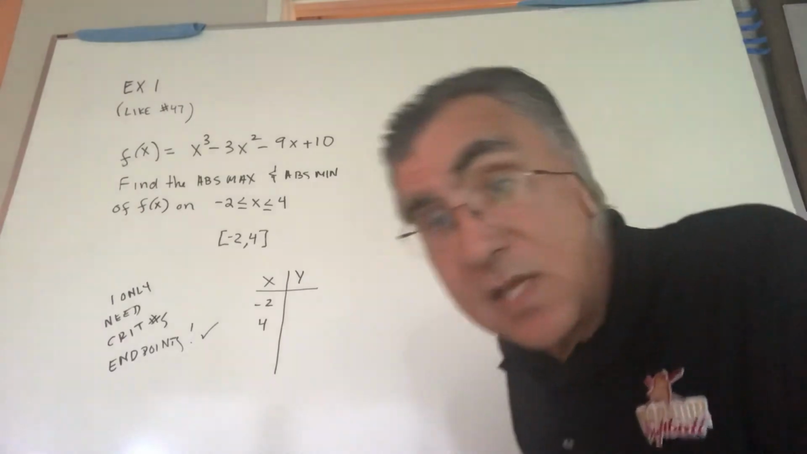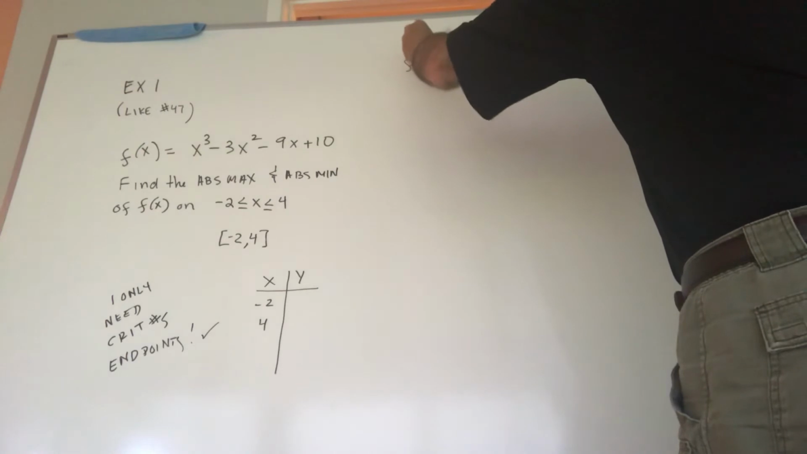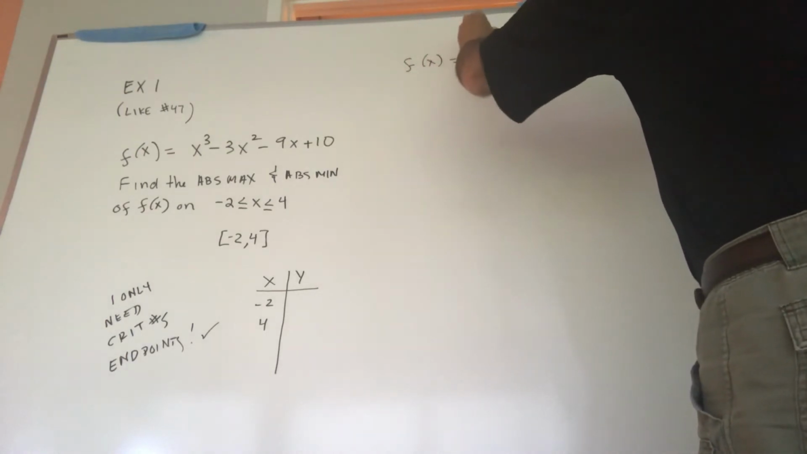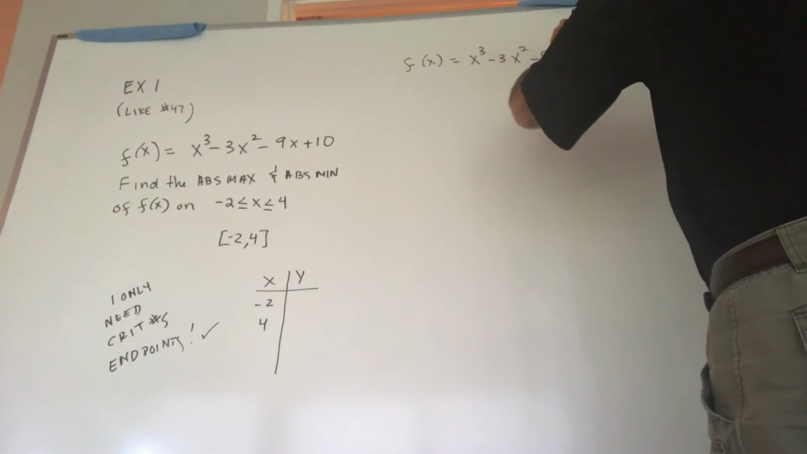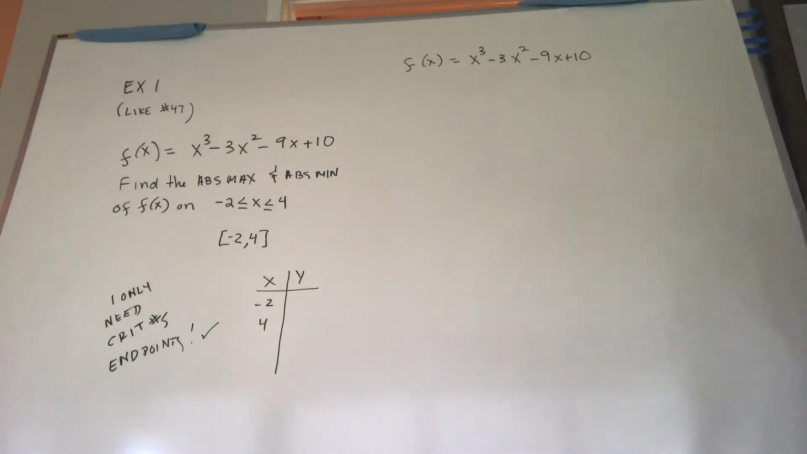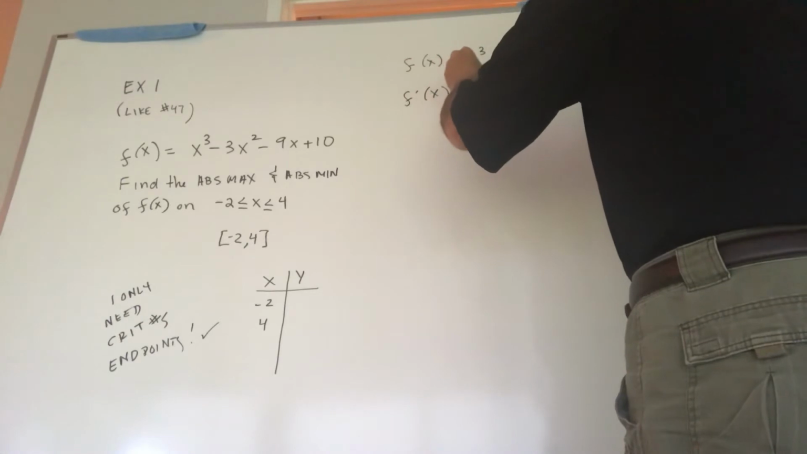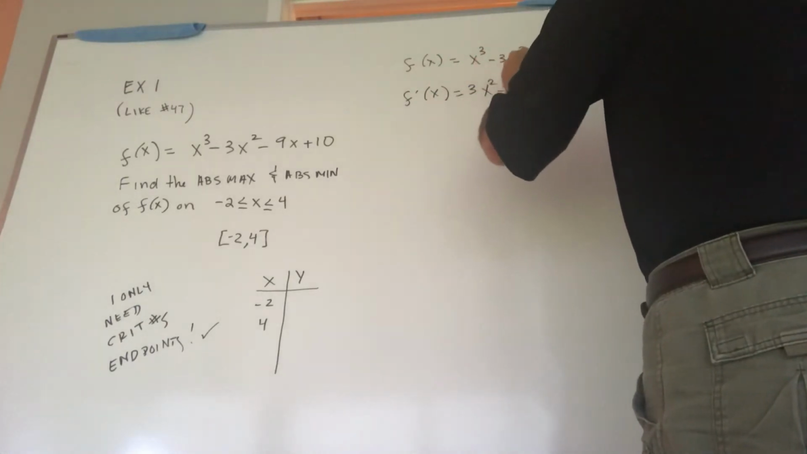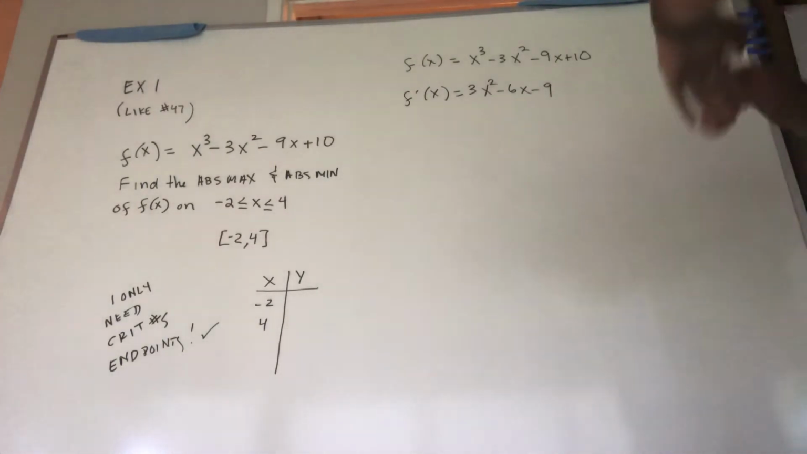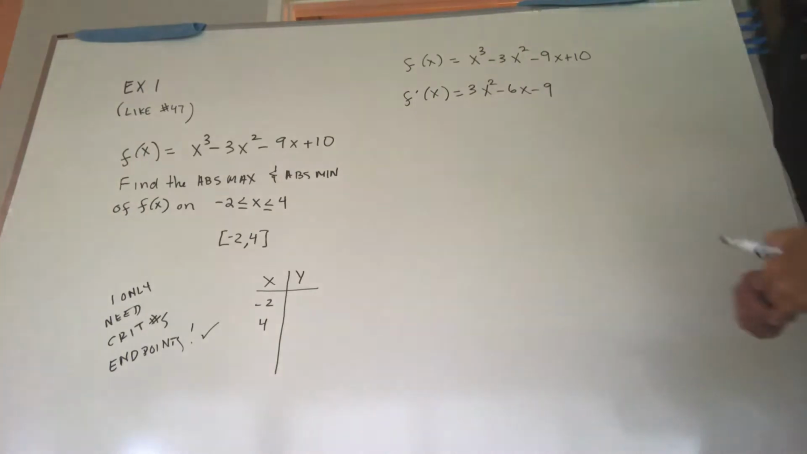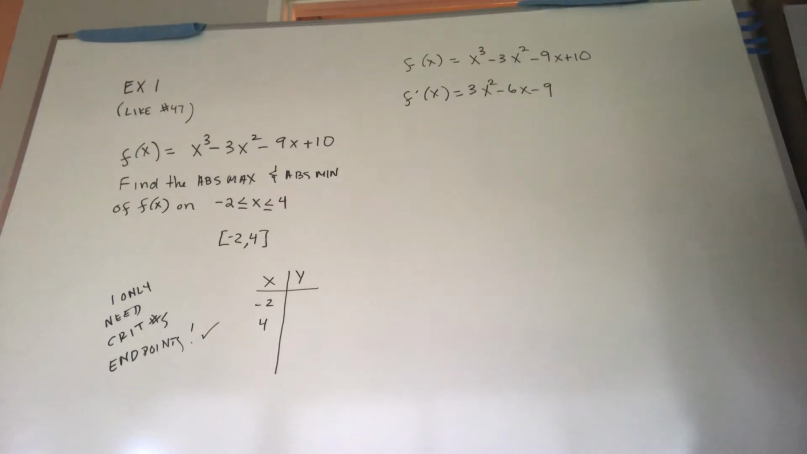Okay, so let's take the derivative. The original equation was f of x equals x to the third minus 3x squared minus 9x plus 10. So the first step is to take the derivative. That's the calculus, and that's why it's a calculus question, obviously. And we know how to do that. That's a pretty easy derivative. As a matter of fact, none of these steps here are that hard. It just takes a while. It's not something that happens immediately.